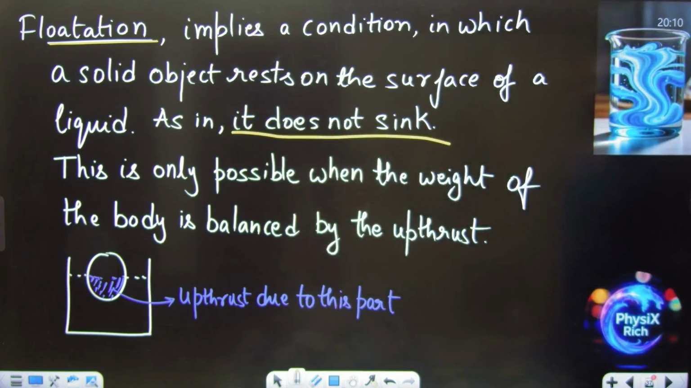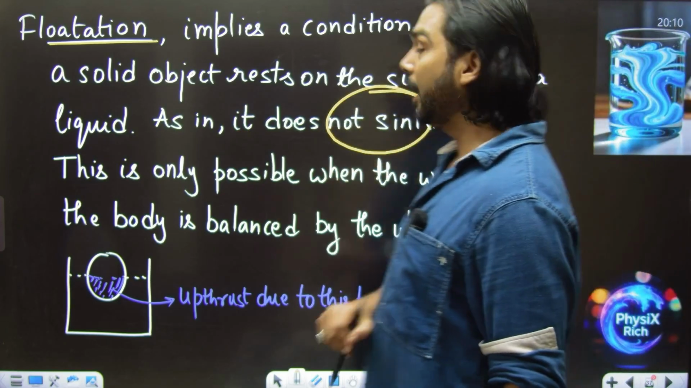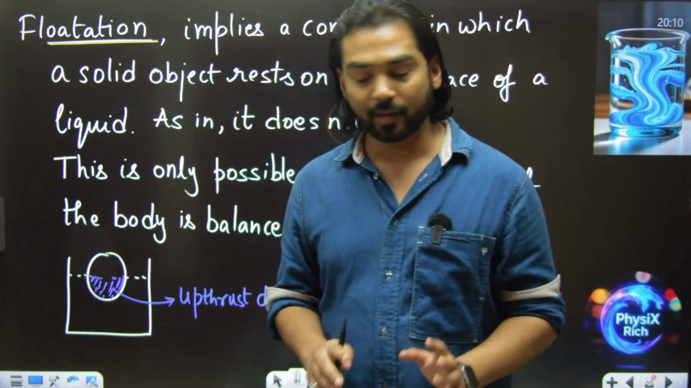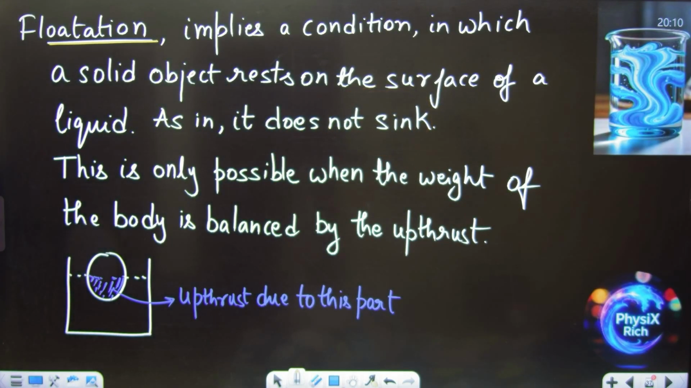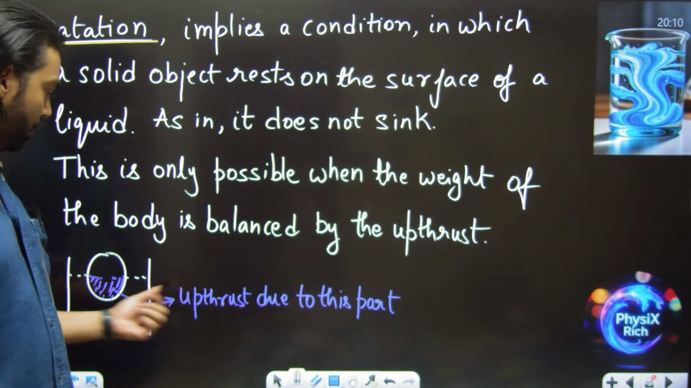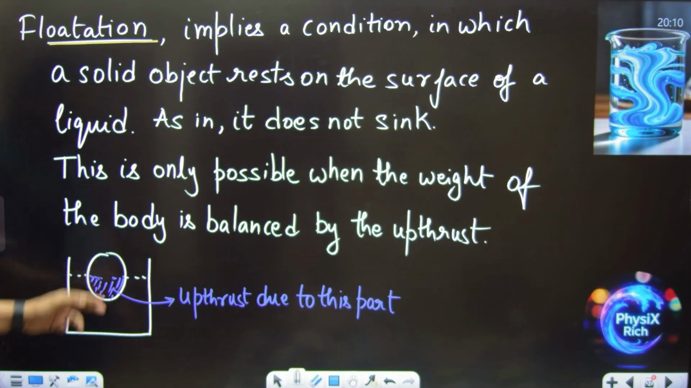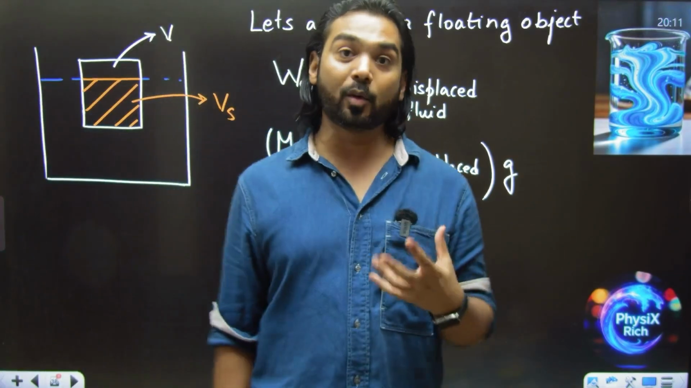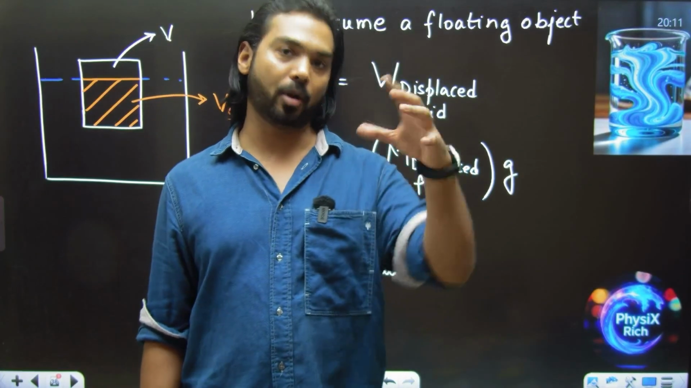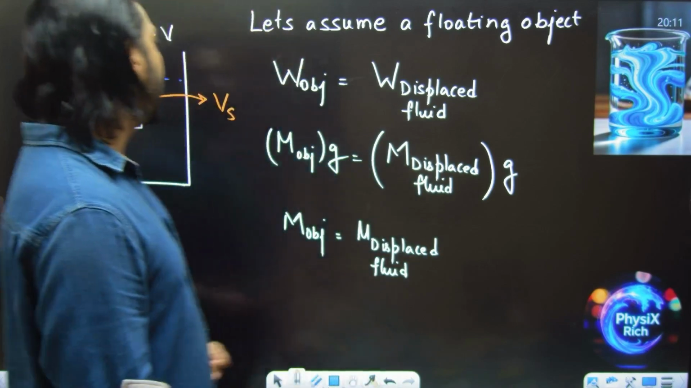Now you see that this sort of not sinking is only possible if the weight of the body is balanced by the upthrust. If the upthrust due to the submerged part is balancing the weight of this body, it floats. If this upthrust cannot balance the weight of the body, that's when the body will sink. See what is happening over here.